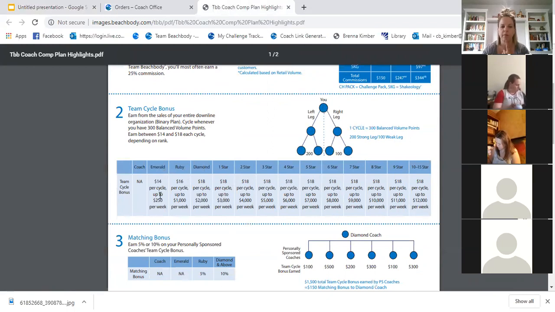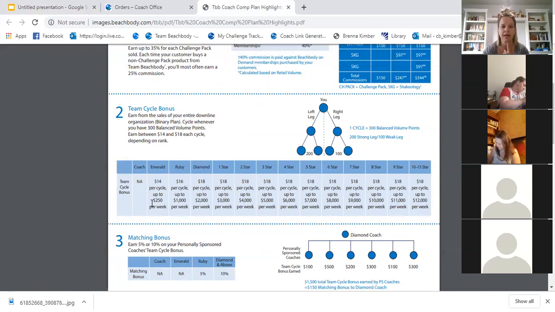And then there are caps. If you're an Emerald coach, the biggest team cycle you can get is $250 per week. Ruby goes up to $1,000, Diamond $2,000, and then it goes up $1,000 per Star Diamond that you book. So up to $12,000 per week you guys can make in team cycle bonuses, which is amazing. And there are coaches who do tap out that $12,000 every single week, and they make bank, which is awesome.